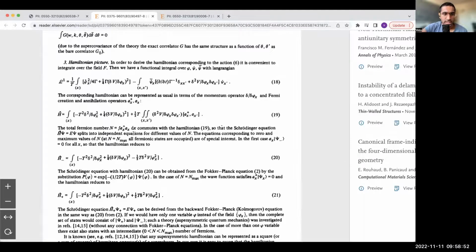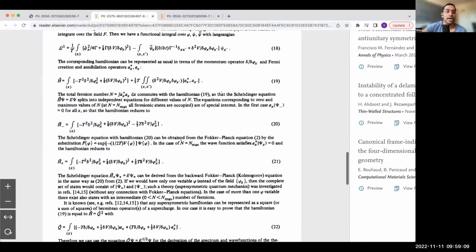Anyway, they proceed with the analysis to say that starting from 19, we can look at the total fermion number, A dagger A, integrated over dx, because they have a space dependence now, and that this commutes with the Hamiltonian. So the Schrodinger equation corresponding to this Hamiltonian splits into independent equations for each n. Now, interesting things happen when we look at the zero and maximum values of n. Let's take the case where we have the zero eigenvalue.